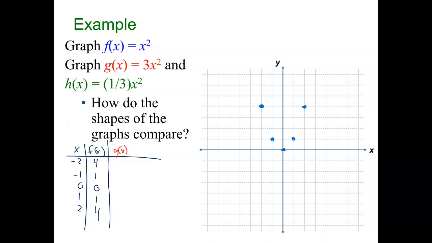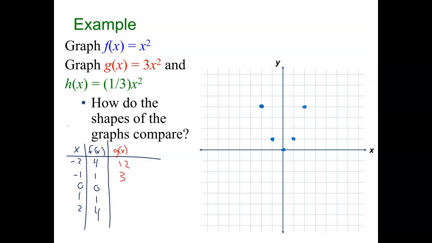Say that again? Because I'm going to take -2, I'm going to square it, that's going to give me 4, then I'm going to multiply by 3, which gives me 12. And then I'm going to take -1, I'm going to square it, that gives me 1. And then I multiply it by 3, and that gives me 3.